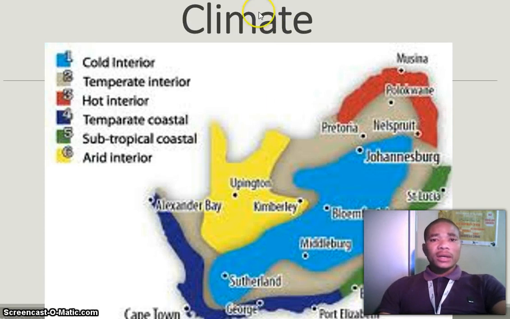Firstly, I want us to quickly look at our climate conditions. Here we have two types of climate. We have interior climate as well as the coastal climate. So here, this is the cold interior climate surrounded by the temperate interior climate, and then followed by the hot interior climate. Here as well we have temperate coastal climate on the Mediterranean region. Here as well we have subtropical coastal climate along the coast. Last but not least, we have arid interior climate over here.